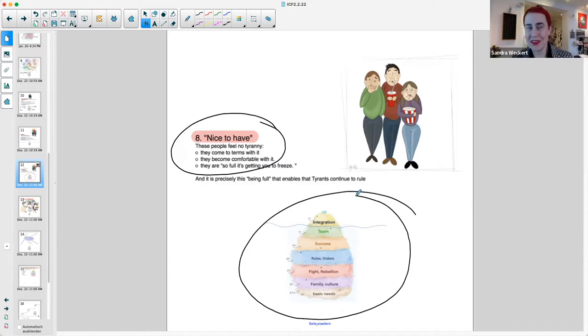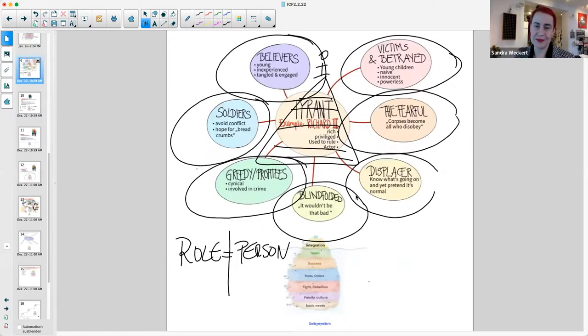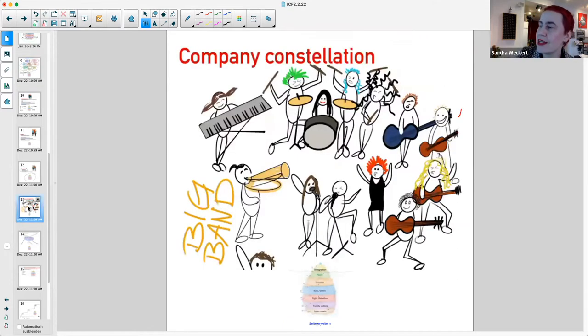Lots of people do not know that a big band, or a band itself, does not work with those roles from a tyranny. If you have a tyrant in the big band, it won't work. If you have victims, betrayed, fearful, and all those roles, then the band will not be successful, because you need people who impersonate different roles, and not believers and not soldiers and not greedy ones. And we let them feel it. We tell them, well, we're going to do a team event. So it's sort of a disguise.